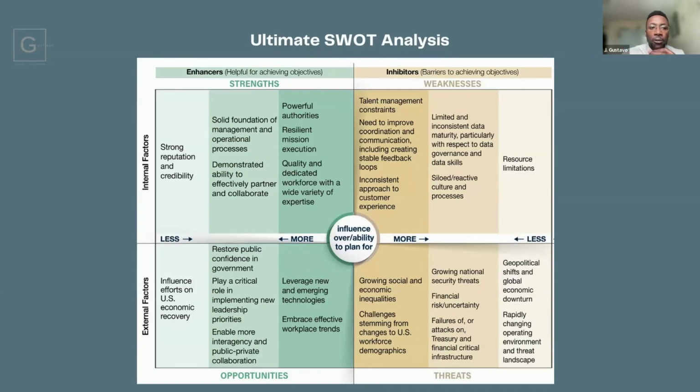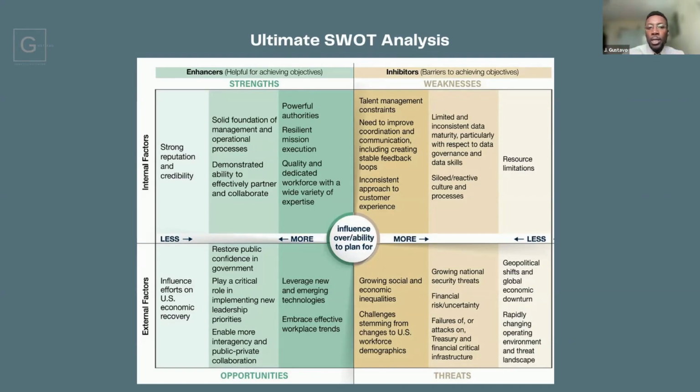Over to the left, you have strong reputation and credibility, those are good things. Strengths: you have a solid foundation for management and operational processes. You have a strong mission. You have a quality and dedicated workforce with a wide variety of expertise. What you want to do is use your SWOT analysis in conjunction with the capacity assessment matrix that was created earlier. Those two things will give you a very clear picture to help you determine the readiness level of your organization to be able to perform and deliver on these government contracts.